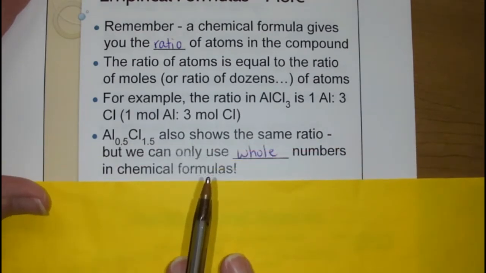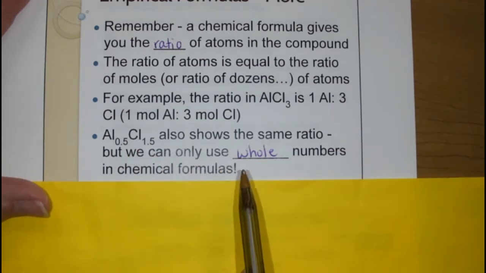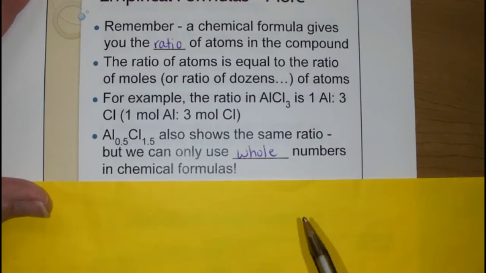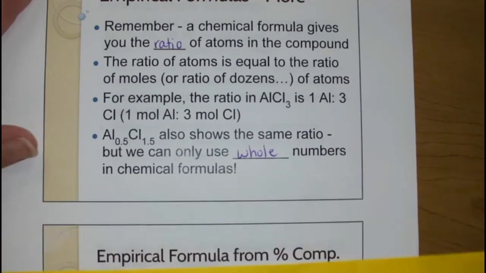But we aren't allowed to use these kinds of numbers when we write the formula for something. We can only use whole numbers in chemical formulas. So when we do these problems, we're going to get some decimals like this, which we've essentially found the ratio, but we can't leave them like that. So we're going to have to do some math to allow us to convert them to whole numbers.